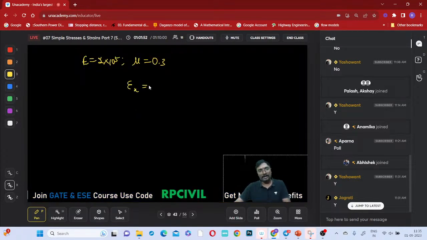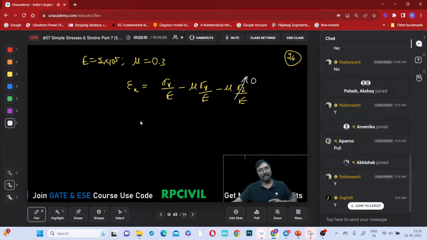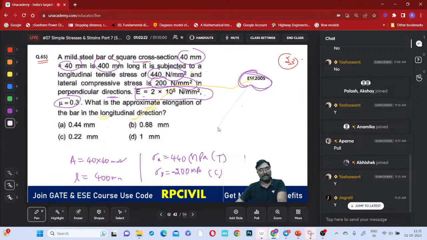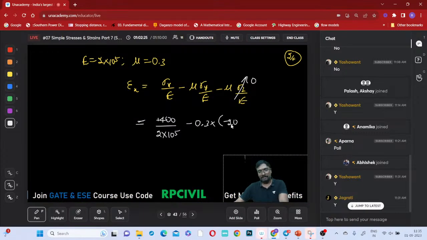If you observe, epsilon x in the length direction will be equal to sigma x by E minus mu into sigma y by E minus mu into sigma z by E. Sigma z is not there, so take it as 0. Sigma x is 440, so plus 440 divided by E, where E is 2 into 10 power 5, minus mu, 0.3, into sigma y. That is compression, so minus 200. Divided by 2 into 10 power 5.